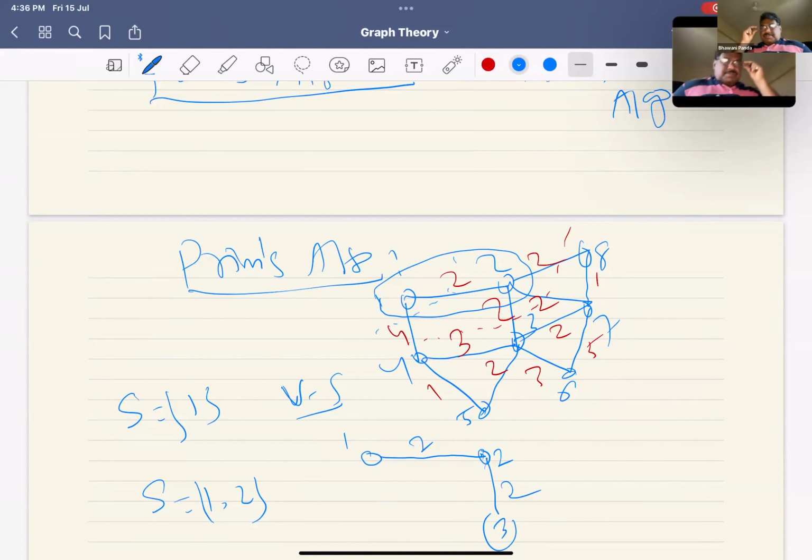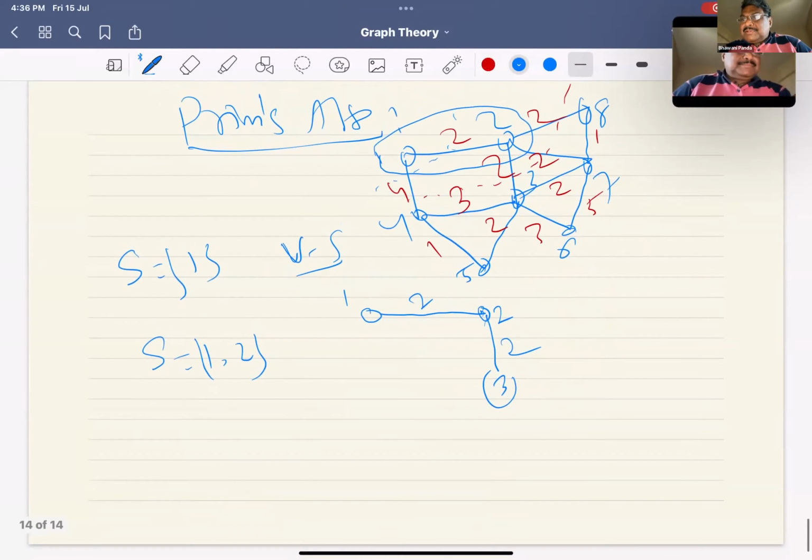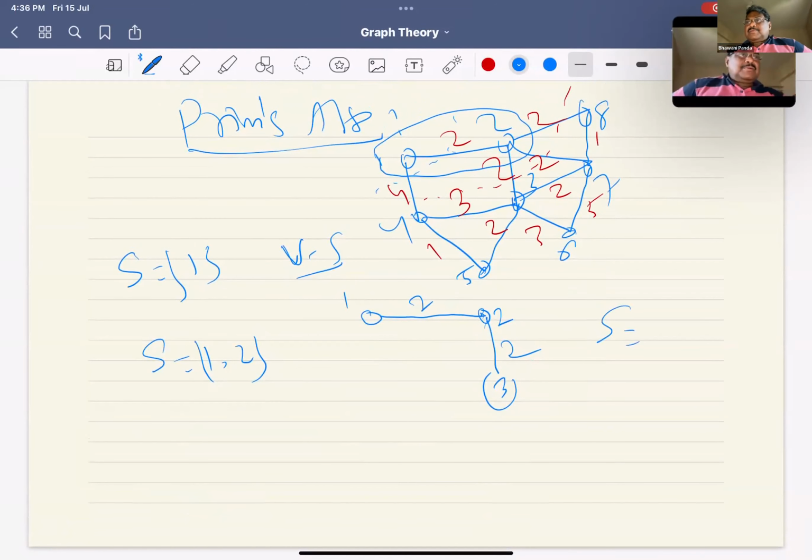Okay, so we have added the second edge. So now what will be my S? 1, 2, 3. S is {1, 2, 3}. So S to V minus S, how many edges are going? Several edges. So what is the minimum cost edge which is going from S to V minus S?